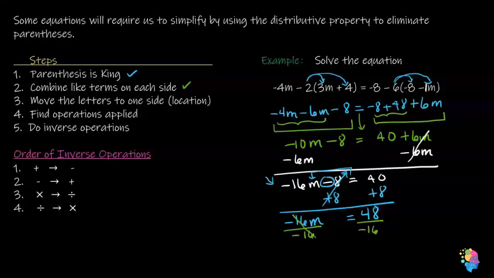Remember, negative 16 divided by negative 16, that's 1. But that will give us 1m, but 1m is the same as m, so I'm going to stop writing the 1. And on the right side, I have 48 divided by negative 16. Well, 48 divided by 16 is 3, but since they're different signs, I have to put the minus.